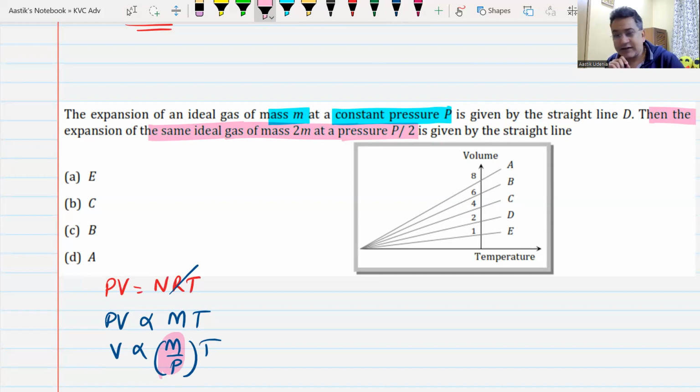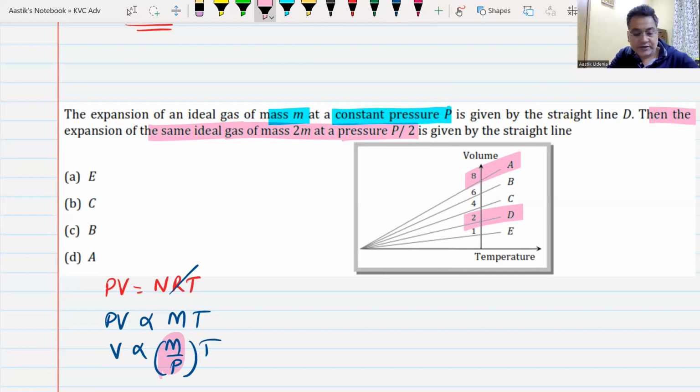The slope of the second graph is 4 times that, right? So 4 times of this is this, and the answer is 8. Remember these simple questions. These are very simple ones. You should be able to find out the answers.